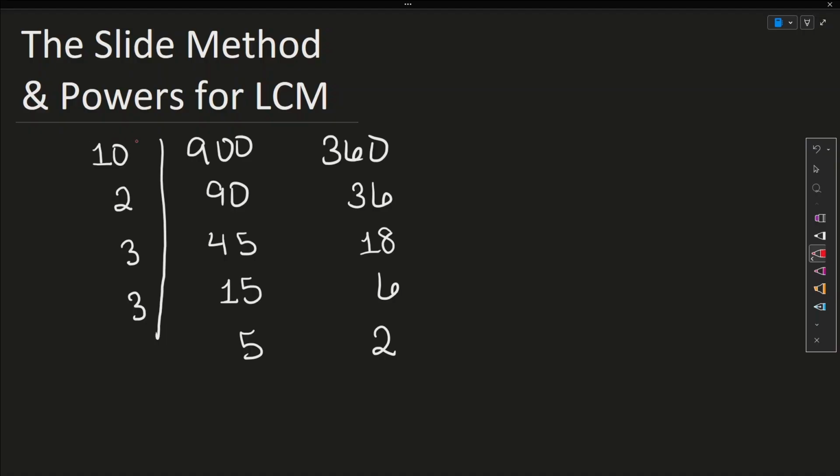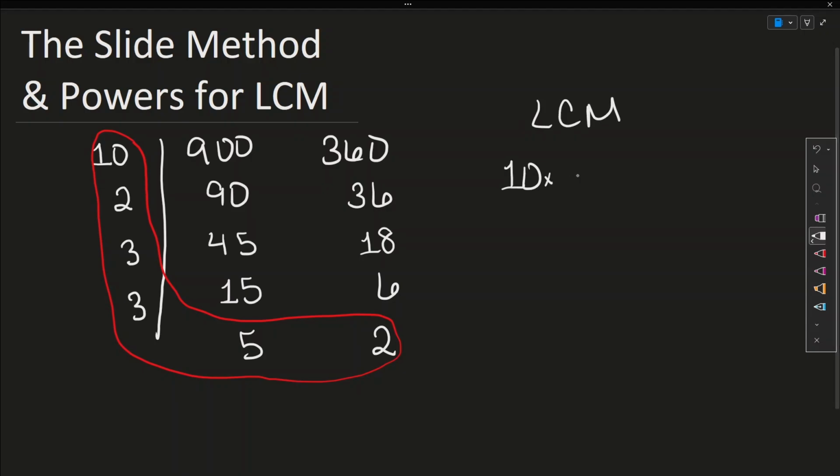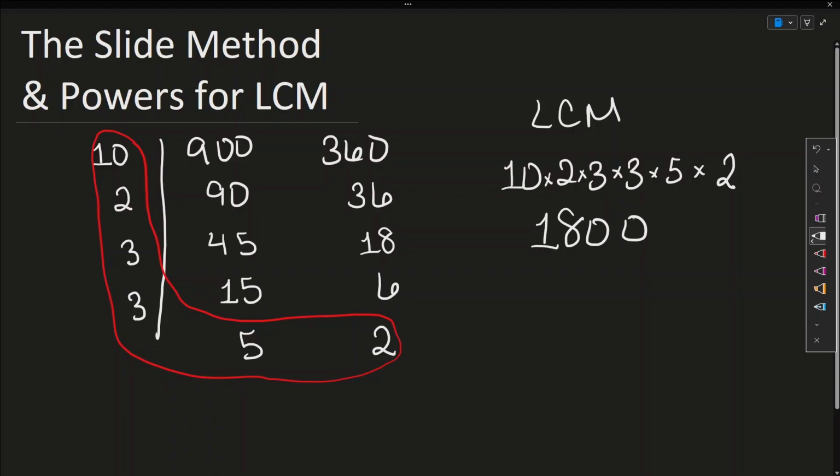For the LCM, we actually multiply the entire first column and the bottom row, the leftover at the end. So for this one, our LCM will be 10 times 2 times 3 times 3 times 5 times 2. That actually gives us 1,800. So the LCM of 900 and 360 is 1,800.